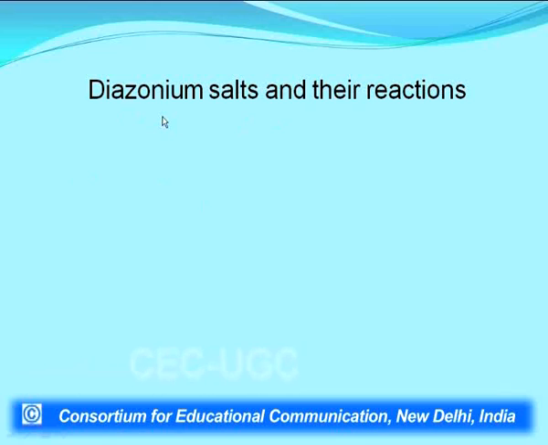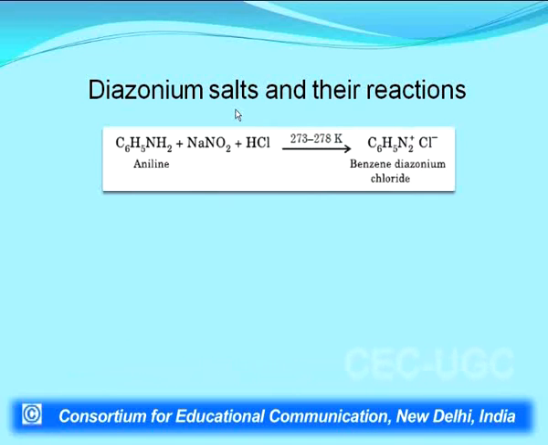Next, we come to a third type of mechanism that is not very common, but is observed in diazonium salts. Let us first take what diazonium salts are and what their reactions are. Diazonium salts, you know, are the compounds obtained by the diazotization of primary amines. Here I have taken aniline, an aromatic primary amine. The diazotization reaction involves treatment with nitrous acid. Nitrous acid itself is not stable, so it is prepared in situ by mixing sodium nitrite and HCl.